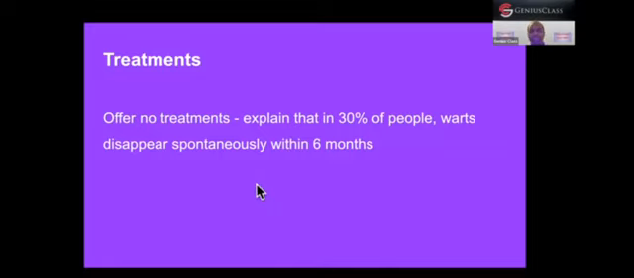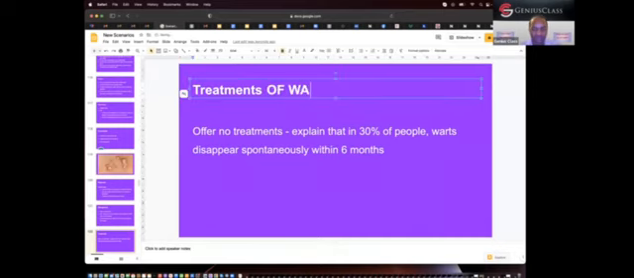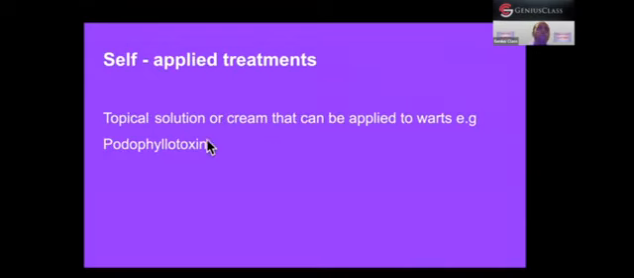Other treatments. Explain the treatment for the warts. So here you can explain that in 30% of the cases, warts may disappear spontaneously within 6 months. What you can offer is a topical solution or topical cream to apply to the warts, for example, podophyllotoxin.